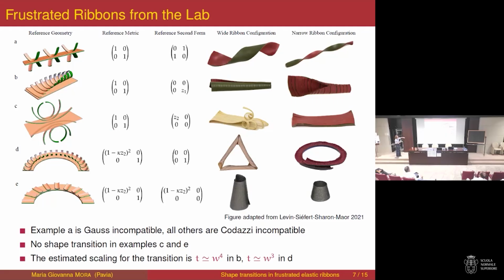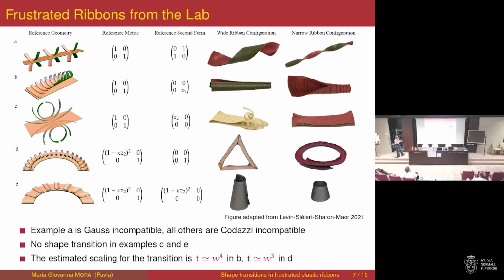Each line of this table corresponds to a different geometric incompatibility. The first example is the only one in this table where the incompatibility is due to the failure of the Gauss equation. All other examples are Codazzi incompatible.